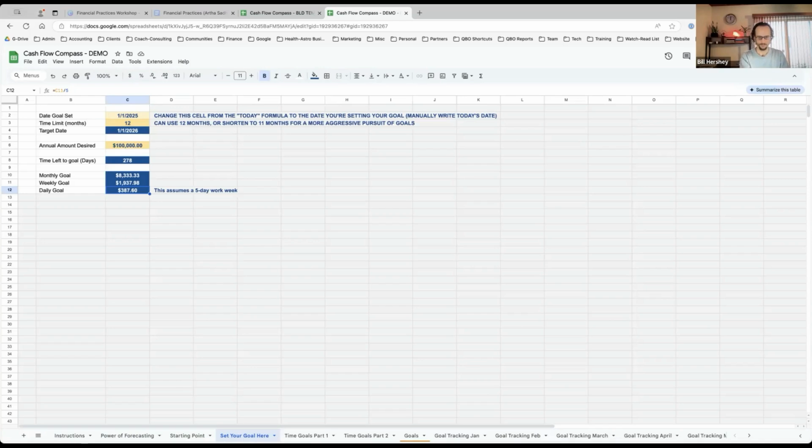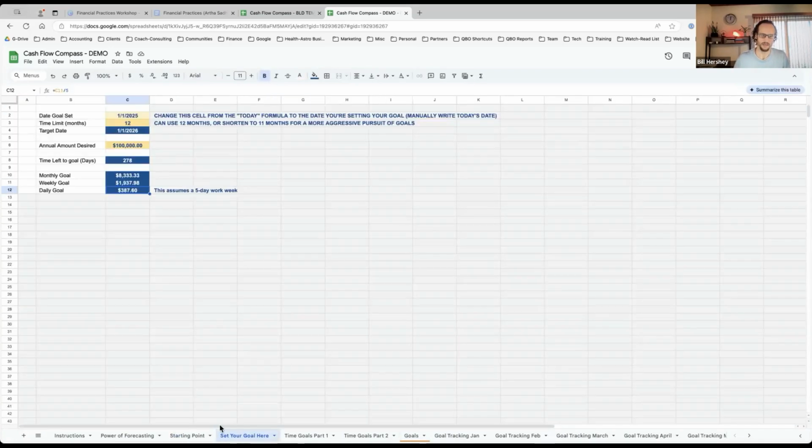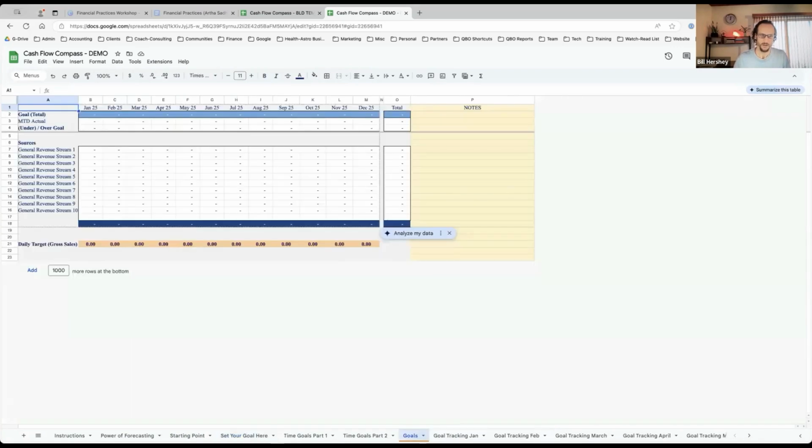Those are some benchmarks. I'm going to skip this time goals piece. That's a whole other lesson. I'm going to jump to the goals piece. This was just setting the initial benchmarks. Now we're going to forecast certain revenue streams for your business.